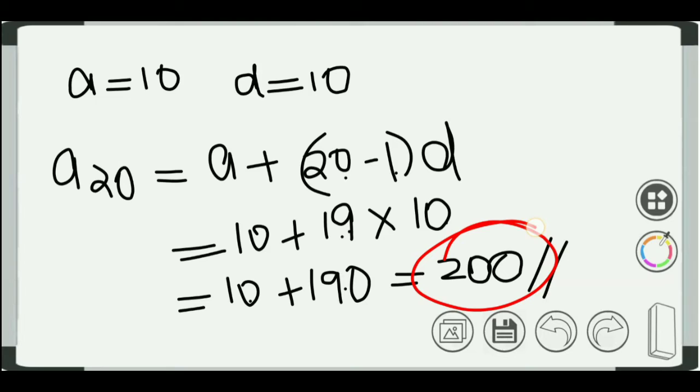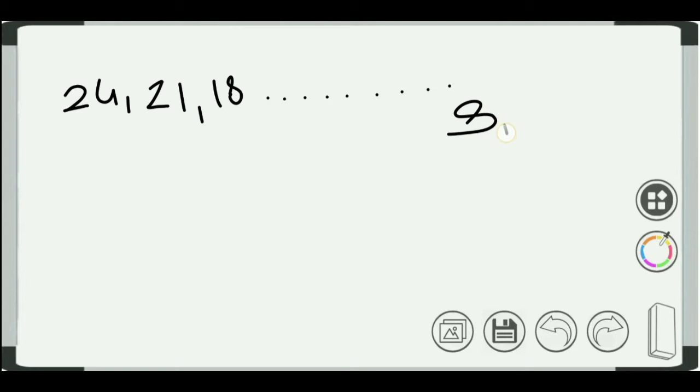Now we'll take one more example. This is your AP: 24, 21, 18, etc. So the question is, how many terms of this AP must be taken so that their sum is 78? They are telling us the sum Sn is equal to 78. You need to find how many terms are there. That means you need to find this n value.